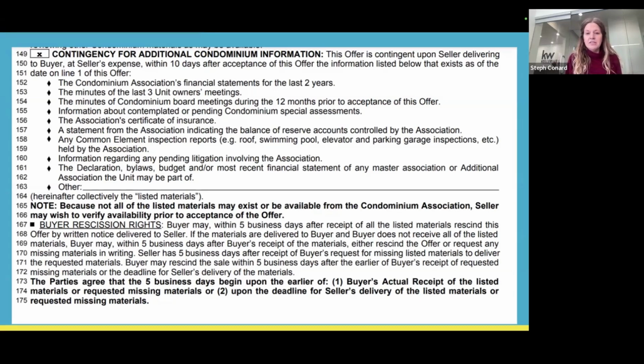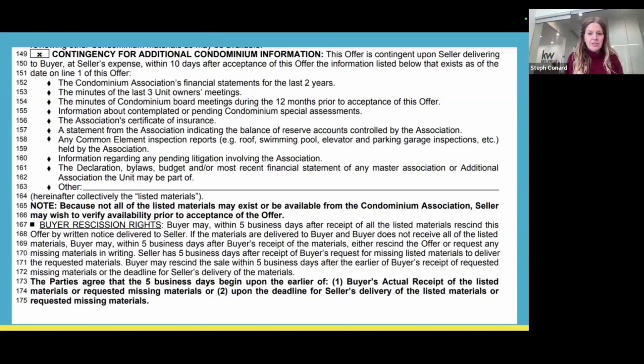I just helped one of our agents with this not too long ago. There was a compromised basement many years ago in a condo building that's right on the river, and there were some issues with river water getting into the basement. So they wanted to see those inspection reports.